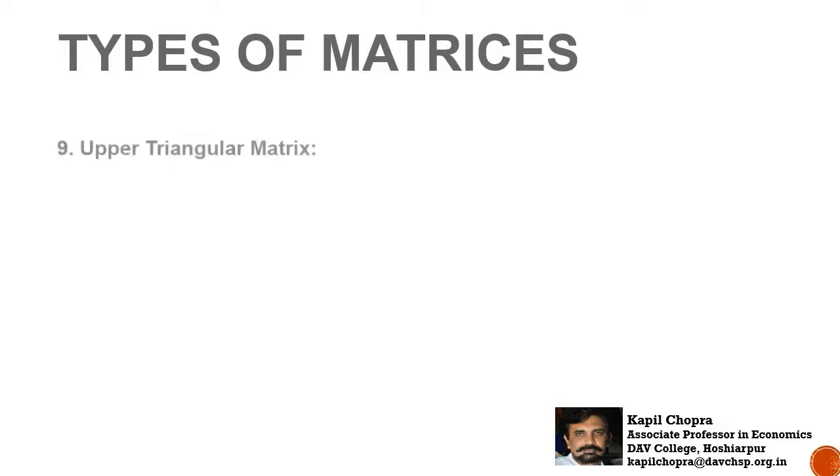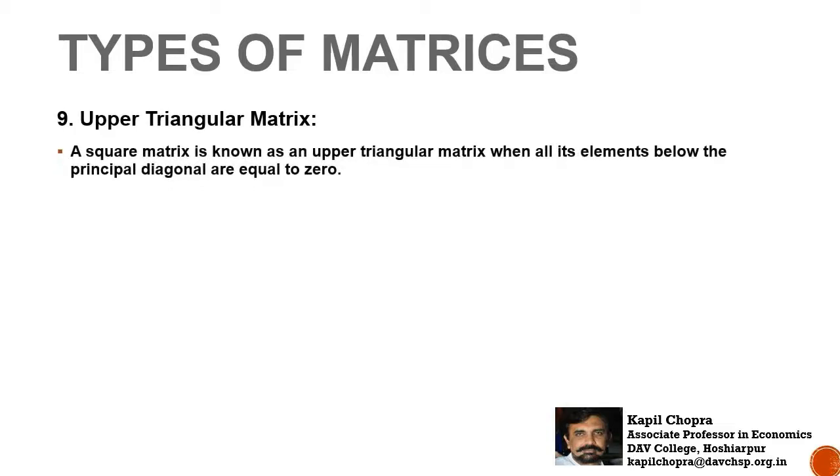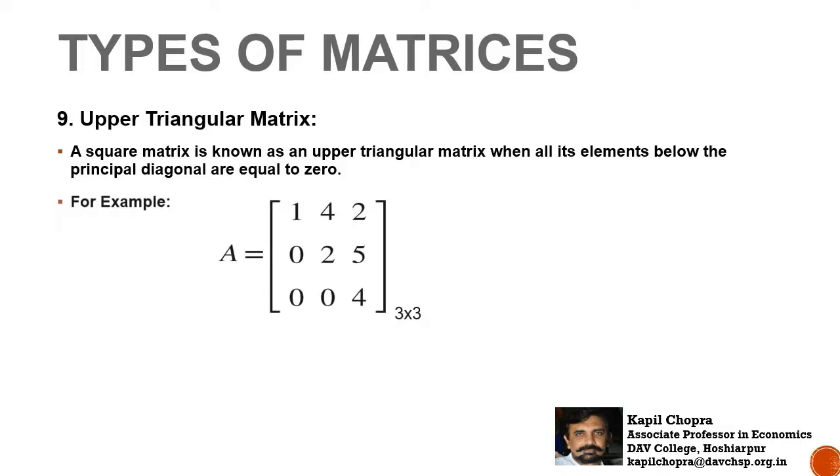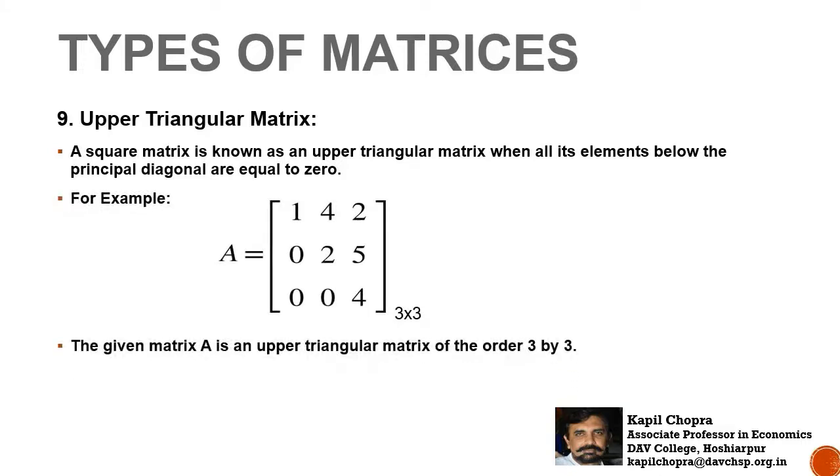Next is the upper triangular matrix. A square matrix is known as an upper triangular matrix when all its elements below the principal diagonal are equal to 0. For example, the given matrix A is an upper triangular matrix of the order 3 by 3. Here Aij is equal to 0 for all i greater than j.